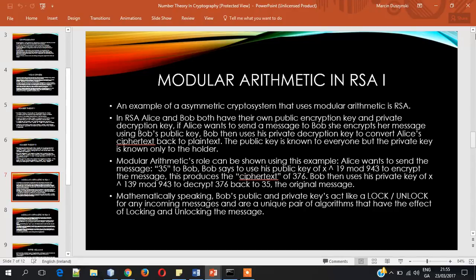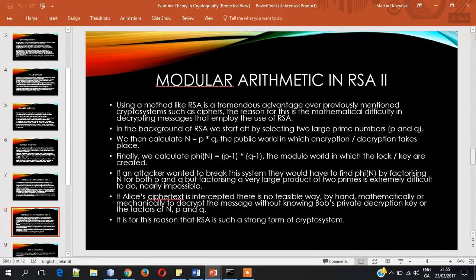So mathematically speaking, Bob's public and private key act like a lock and an unlock for any incoming messages; they are a unique pair of algorithms that have the effect of locking and unlocking a message. So basically in RSA, both parties have their own public and private key, and they use that to lock and unlock messages. Using a method like RSA is a tremendous advantage over previously mentioned crypto systems such as ciphers, and the reason for this is the mathematical difficulty in decrypting messages that employ RSA.